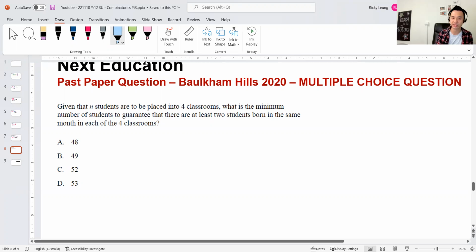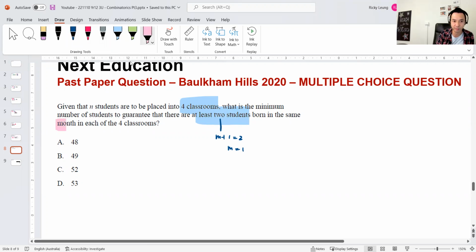Now, I had to read that a few times, right? There are N students to be placed in 4 classrooms. What's the minimum number of students? So we're finding pigeons, right? To guarantee that at least 2 students, right? At least 2 students. So that basically, that's my layers plus 1, right? So in this case, M plus 1 is 2. So M is 1. There's only 1 layer, right? Because if I have 1 student per month, then 1 more would tip it over, right? So that's M plus 1 born in the same month.